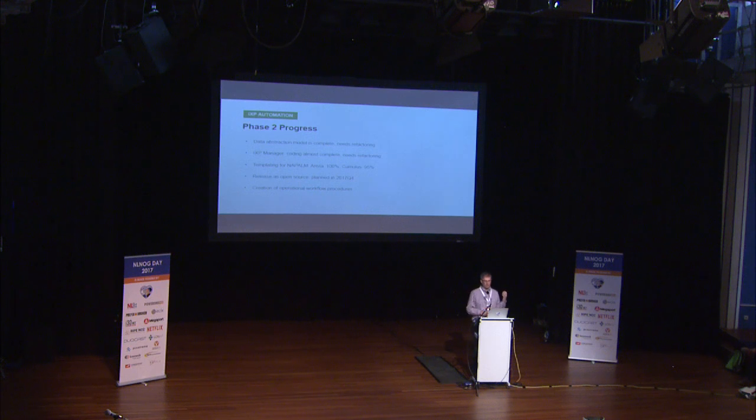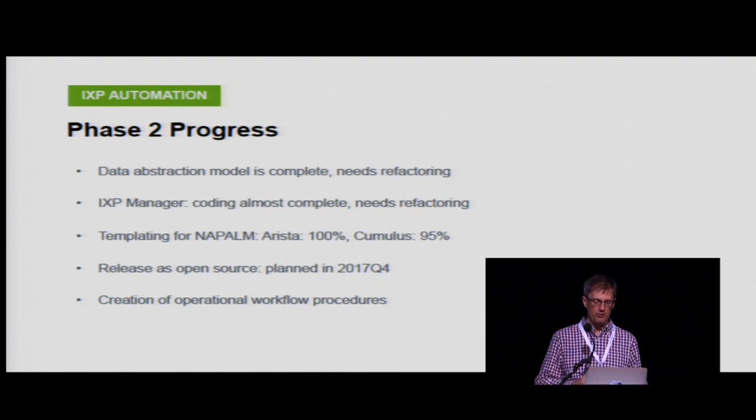In terms of where we want to be by the end of the year, the data abstraction model is complete. It needs a little bit of refactoring. Same with the coding. That's pretty much complete. The templating is finished for Arista, almost finished for Cumulus. We're hoping to get this released in Q4 of 2017. And we're also going to build out a bunch of documentation and operational workflow.